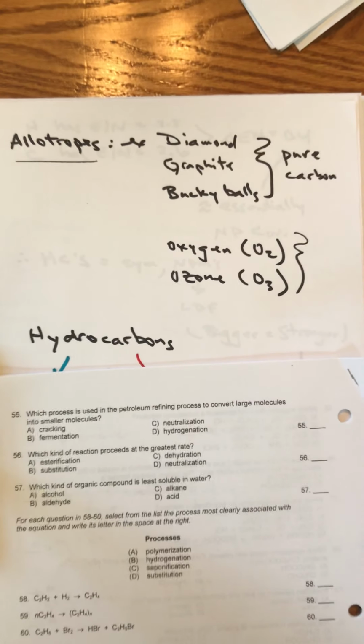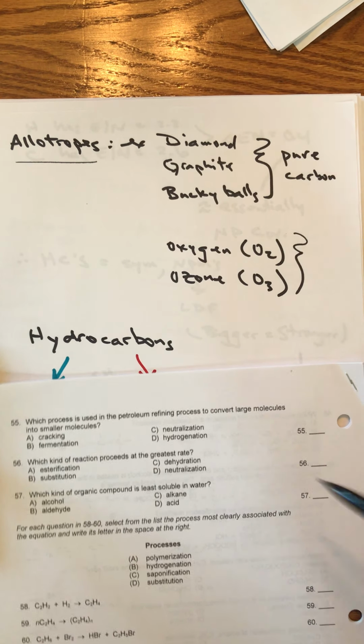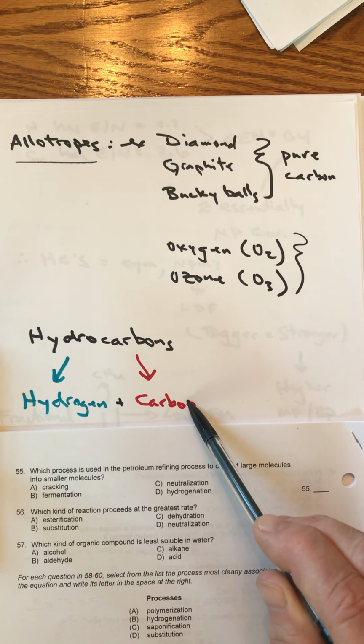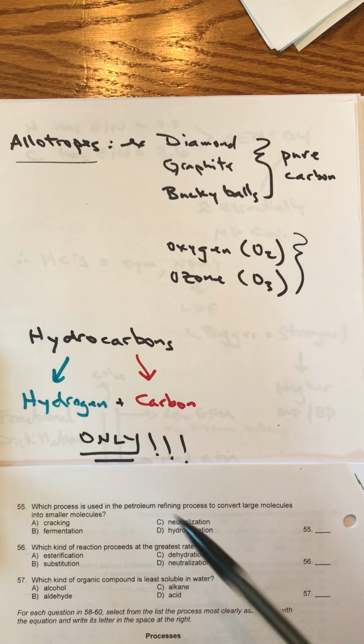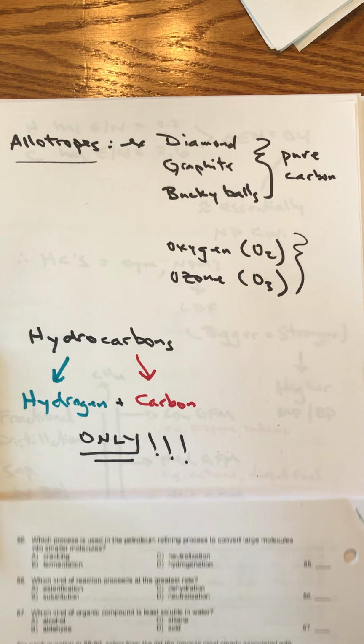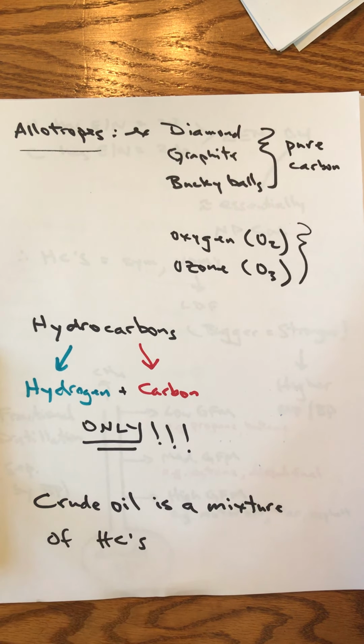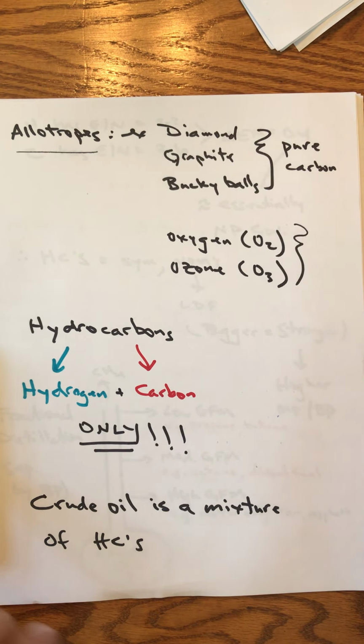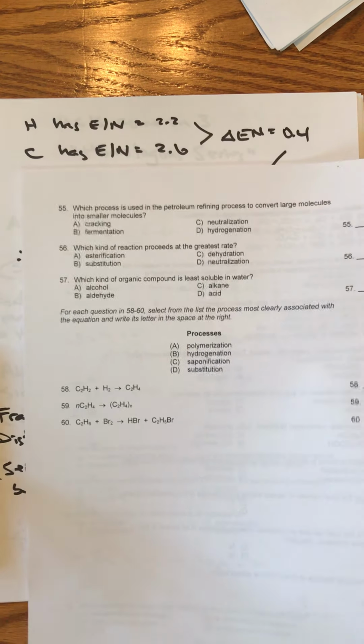The word hydrocarbon means the substance contains hydrogen and carbon, nothing else. If it's got even one atom that isn't hydrogen or carbon, it is not a hydrocarbon. Now, crude oil, the basis of the world economy still, is a mixture of hydrocarbons in the ground.